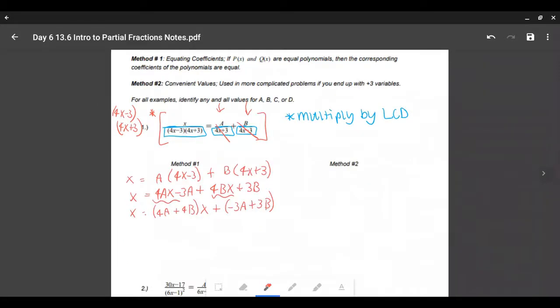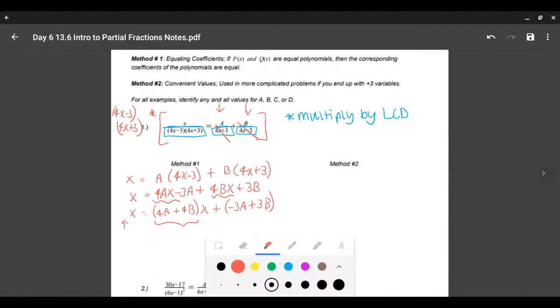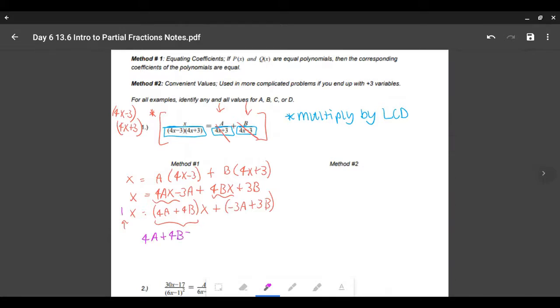So we are going to look at this coefficient and this coefficient being equal. If this should be 1, then this should be 1. So I got 4a plus 4b should equal 1. And there's no constant on the left side, so this must be equal to 0. So I've got negative 3a plus 3b equals 0.